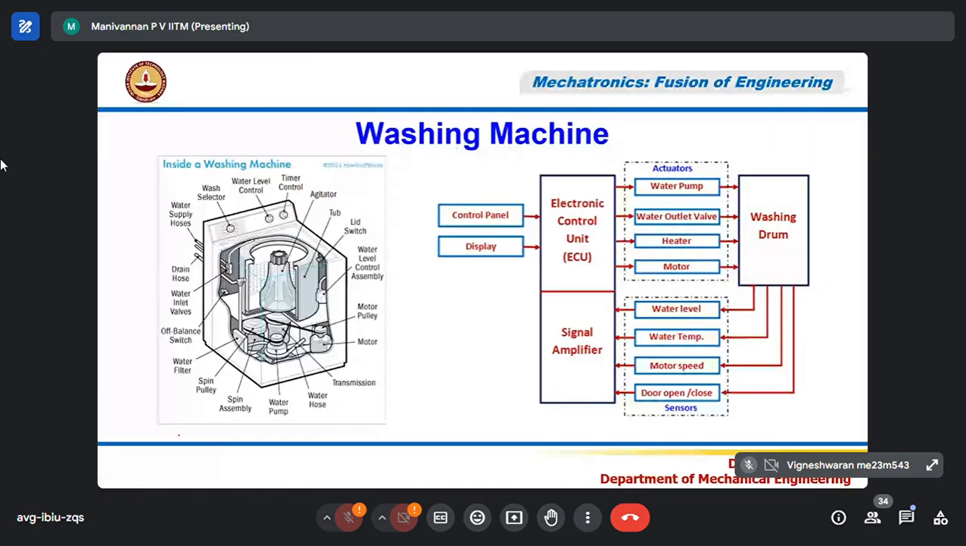What are the important parts? I have the electronic control unit, ECU, correct? Then I have a signal control amplifier. We'll see what it is in the course. We are going to read it. Then I have four types of actuators.